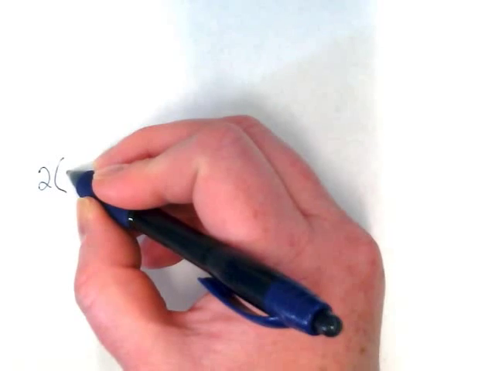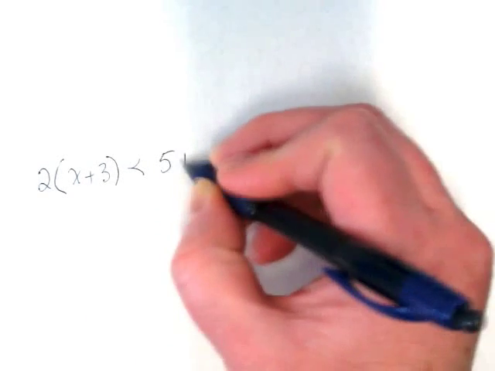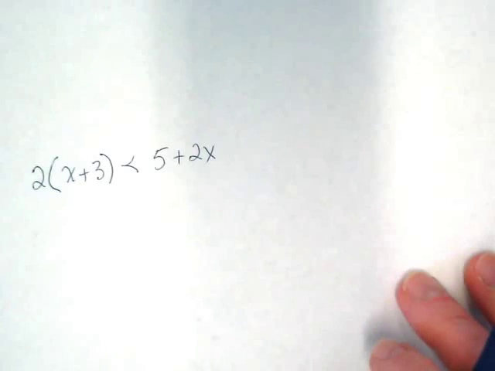Oh, we get to distribute with this one. 2 times x plus 3 is less than 5 plus 2x. So the first thing we have to do is distribute that 2.